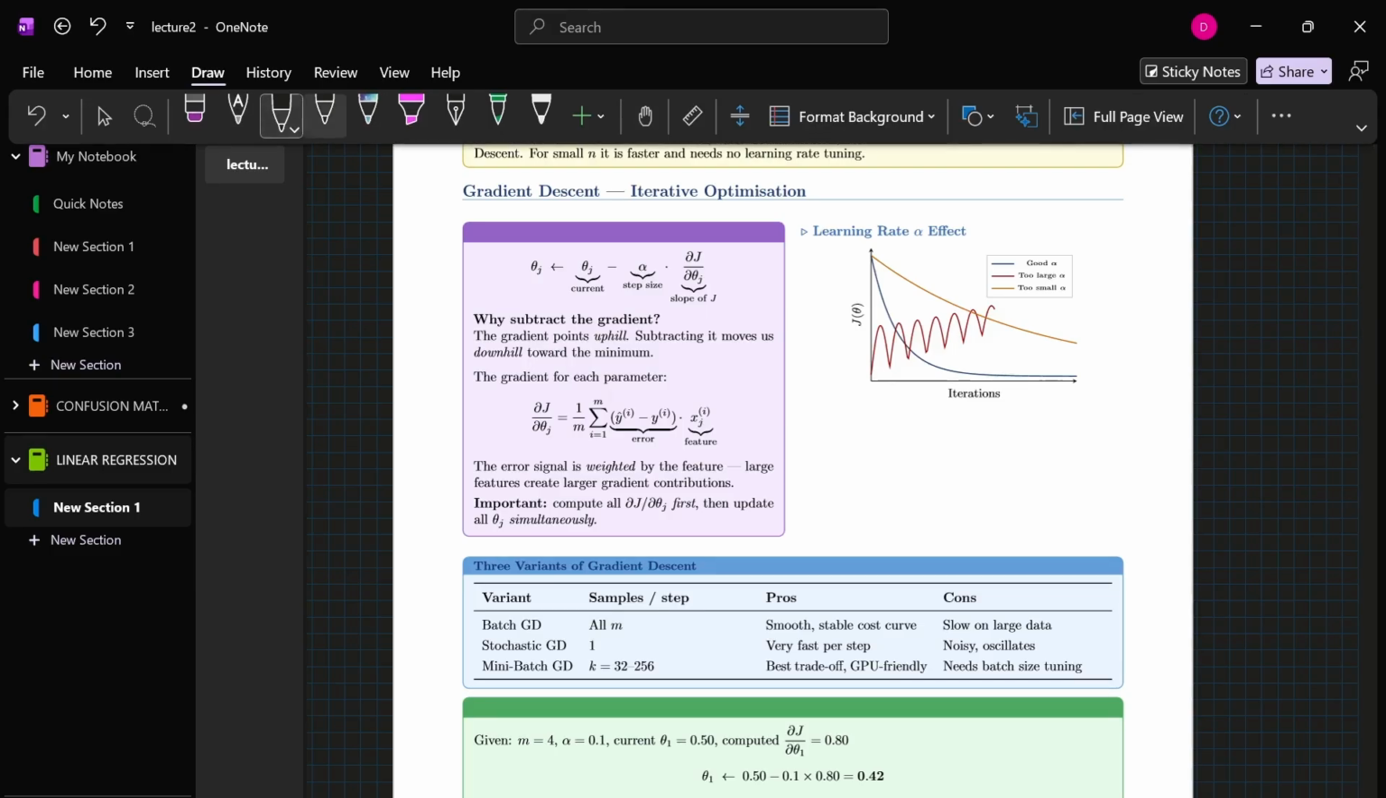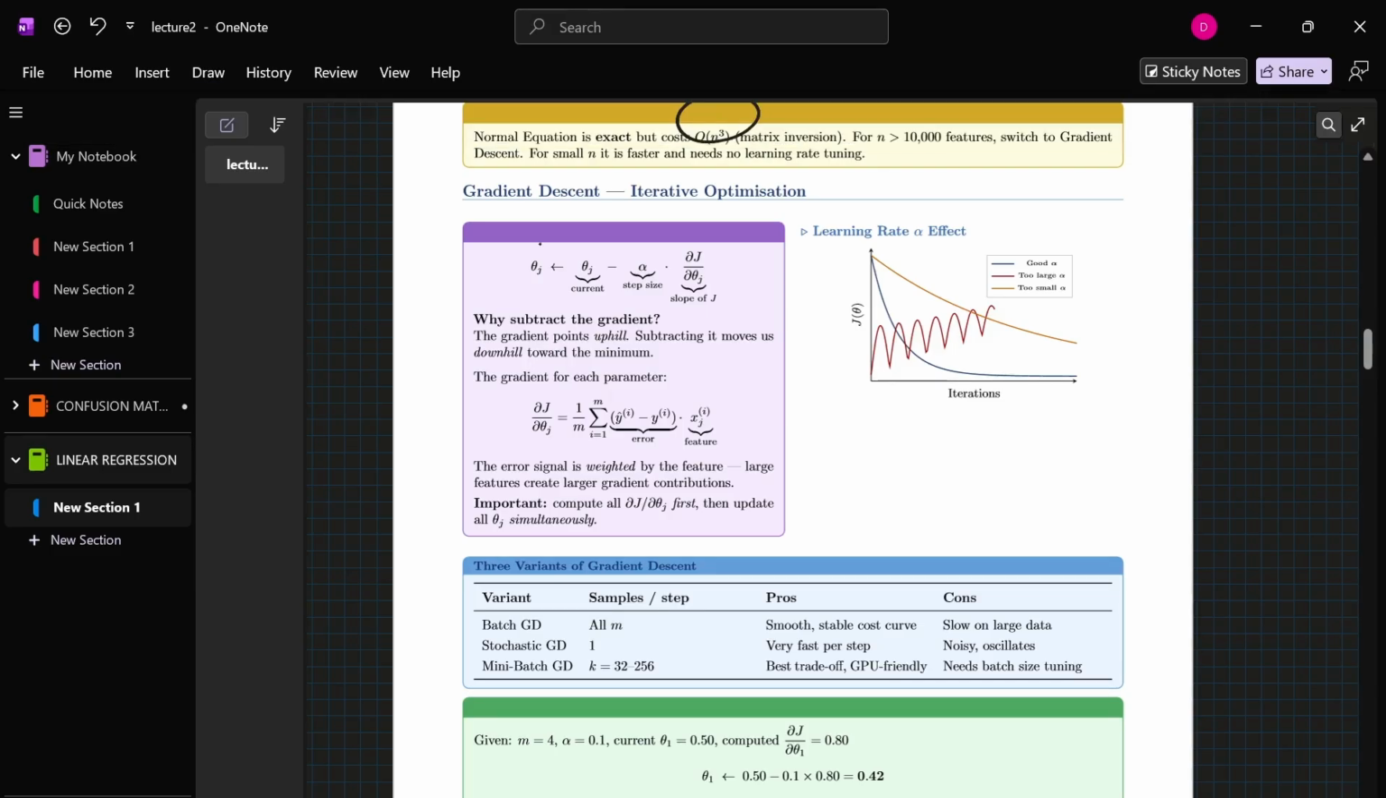Moving to section 5, gradient descent. Gradient descent is how we are going to solve for the parameters iteratively when the normal equation is too expensive. So we are going to use this update rule: theta j will be updated to theta j minus alpha times the differentiation of the cost function with respect to theta j. This alpha is a parameter which we also call the learning rate.